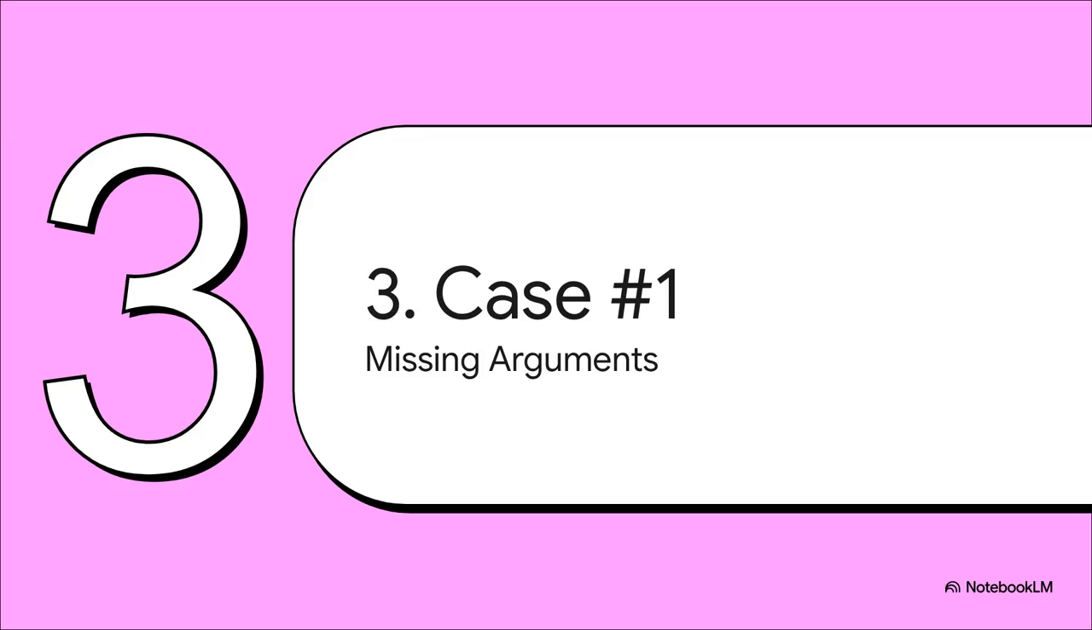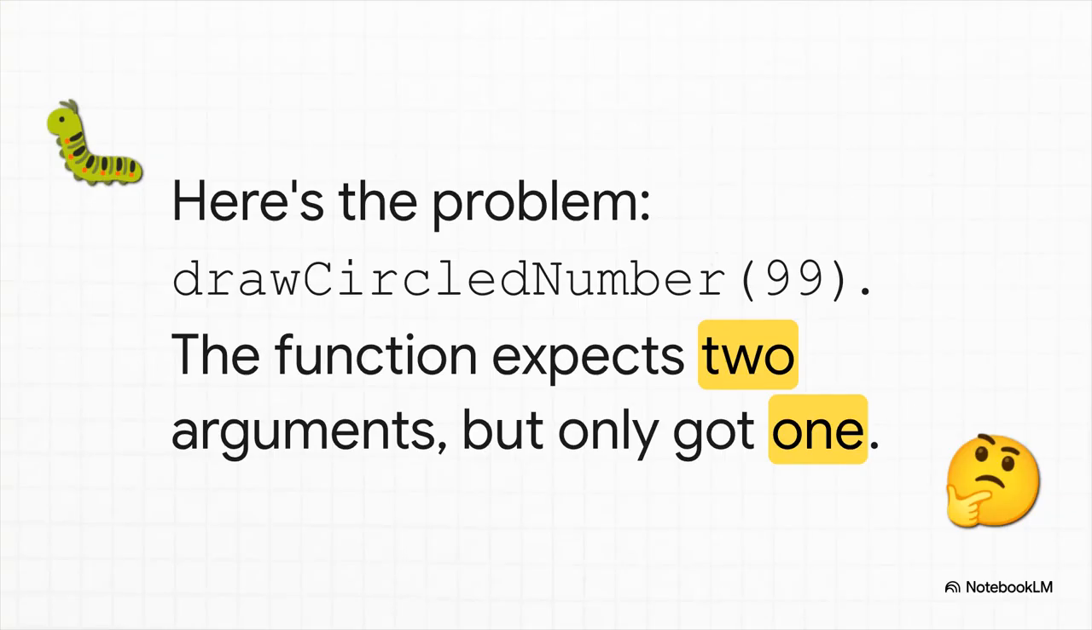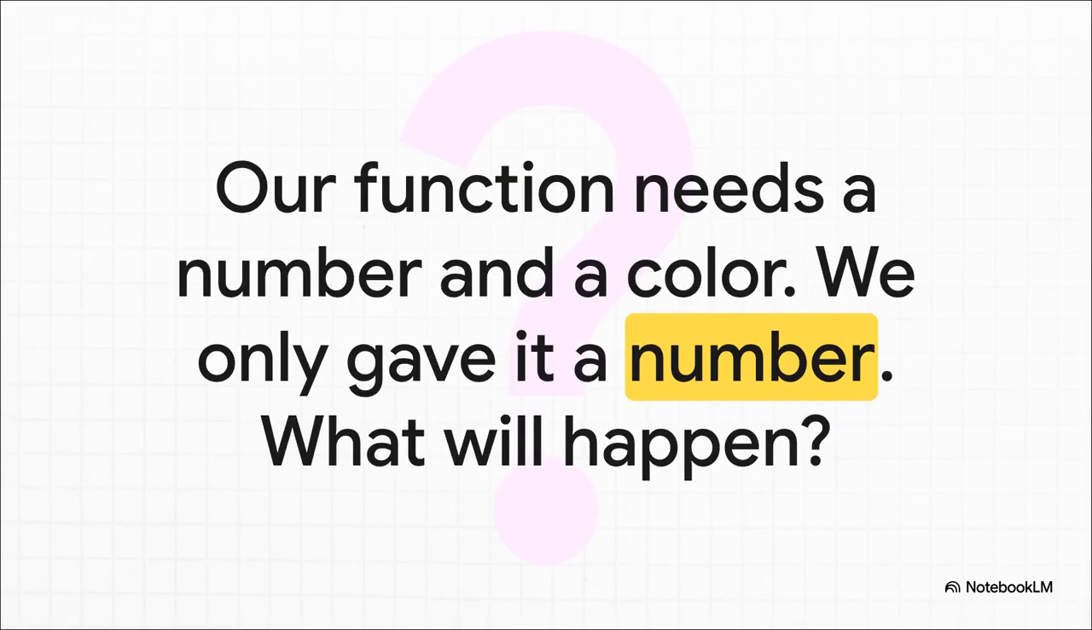But we all know it doesn't always go that smoothly, do we? So let's put on our detective hats and investigate our first case, the mystery of the missing argument. All right, Exhibit A. Here's our buggy code. We're calling our drawCircledNumber function, but we've only given it one argument, the number 99. Now, we know from its contract that it's expecting two things. Something is definitely missing here. So take a second. Think like the computer. The function's contract clearly asked for a number and a color. We only gave it a number. What do you think Python is about to complain about?